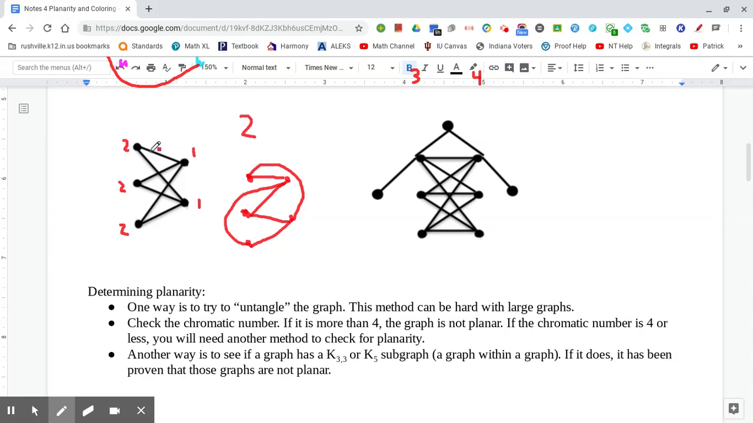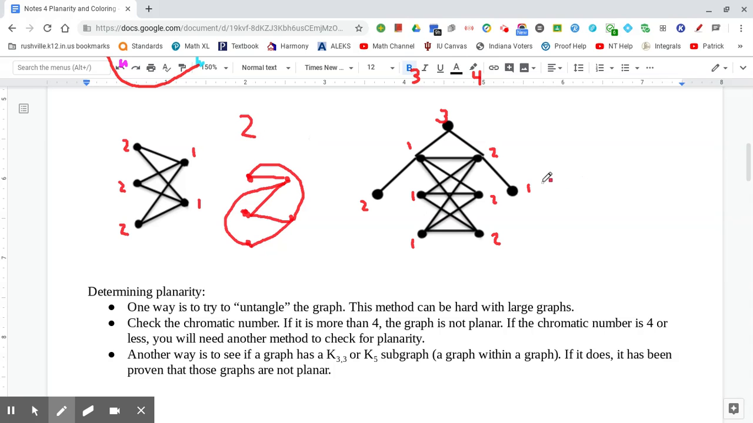All right, and let me double check. I have 1, 2, 3, 4, 5, 6 edges. I have 1, 2, 3, 4, 5. Oh, and that one is the 6th one. Okay, so I have everything. I was able to untangle my graph, and so that means that this graph is planar, and it happens to have a chromatic number of 2.